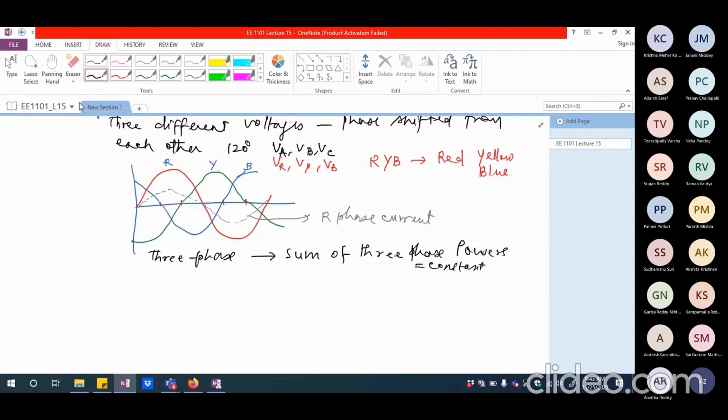Whereas single phase motors will always have oscillatory power. If I am talking about a single phase motor which is having a voltage like this, and let us say the current is slightly lagging behind. So let us say this is the current. It is going to start from here, and the positive half cycle is something like this, and the negative half cycle is something like this. So this is the way the current is, let us say. So this is current and this is voltage.